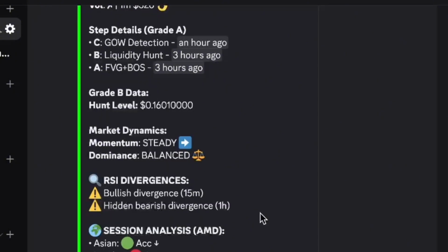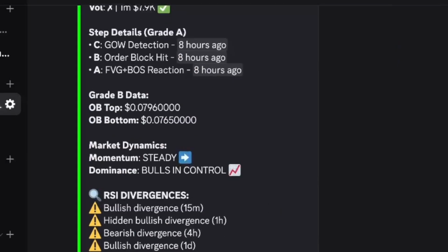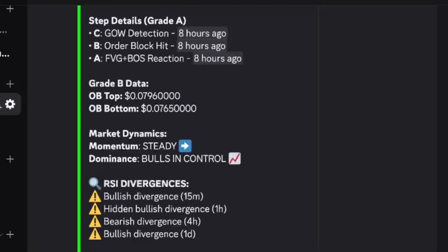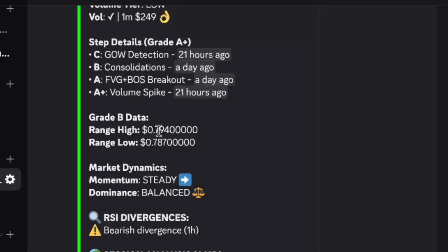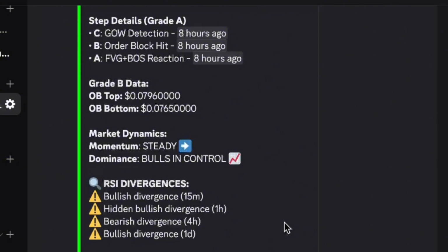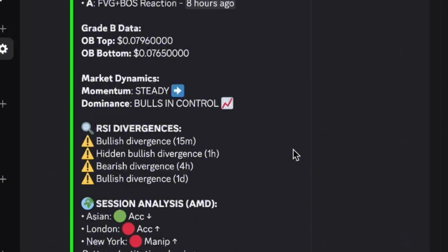The grade B data is different on every strategy, and they show different data depending on the strategy. The order block strategy shows you the top and the bottom of the order block detected. The liquidity sweep gives you the price after the sweep was confirmed. Consolidations give you the high and the low of the consolidation range. It's worth noting that these levels, such as VWAP, EMAs, are calculated using the data from Binance. So in the case of VWAP, this could be different on your exchange. Keep that in mind.